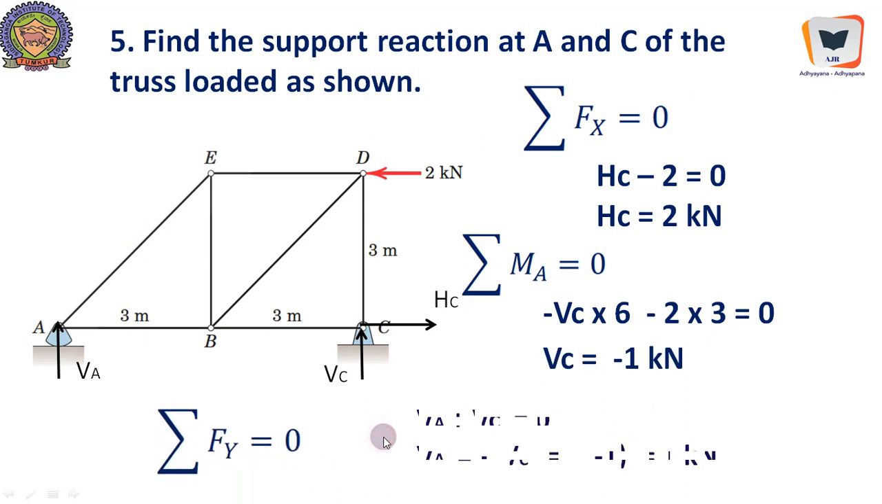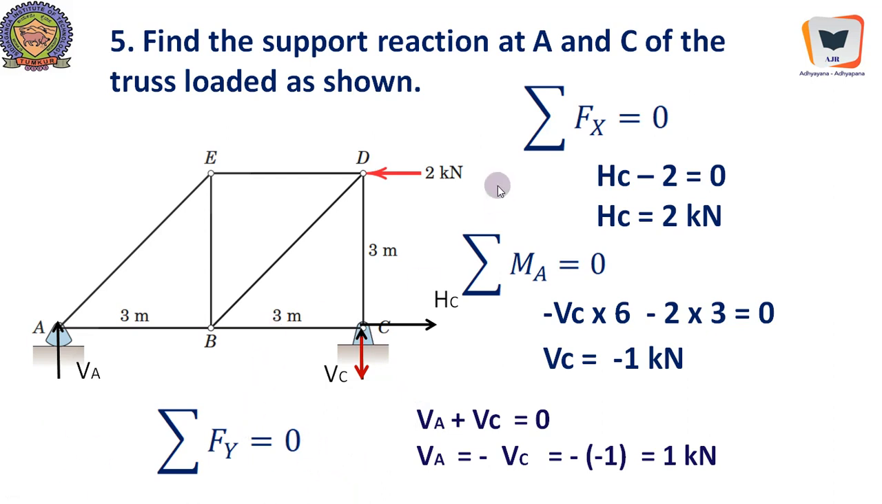Now, sigma Fy equal to 0, right? VA plus VC equal to 0. So VA equal to minus of VC, and that is equal to minus of minus 1, which we have just got. Therefore, VA becomes 1 kilonewton. Now we will change the direction of this particular reaction as if it is going down.